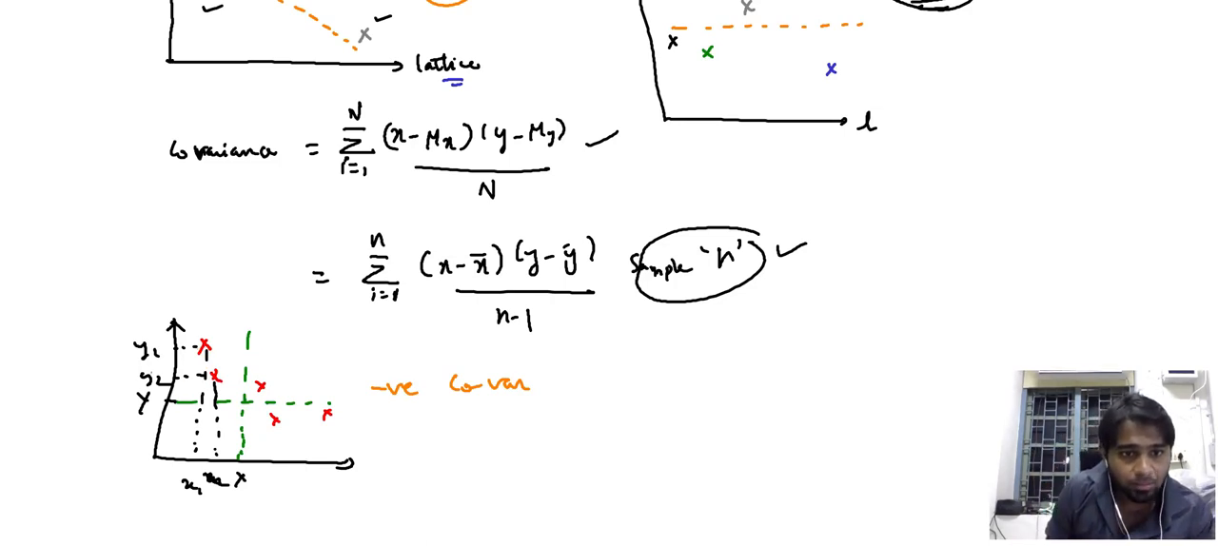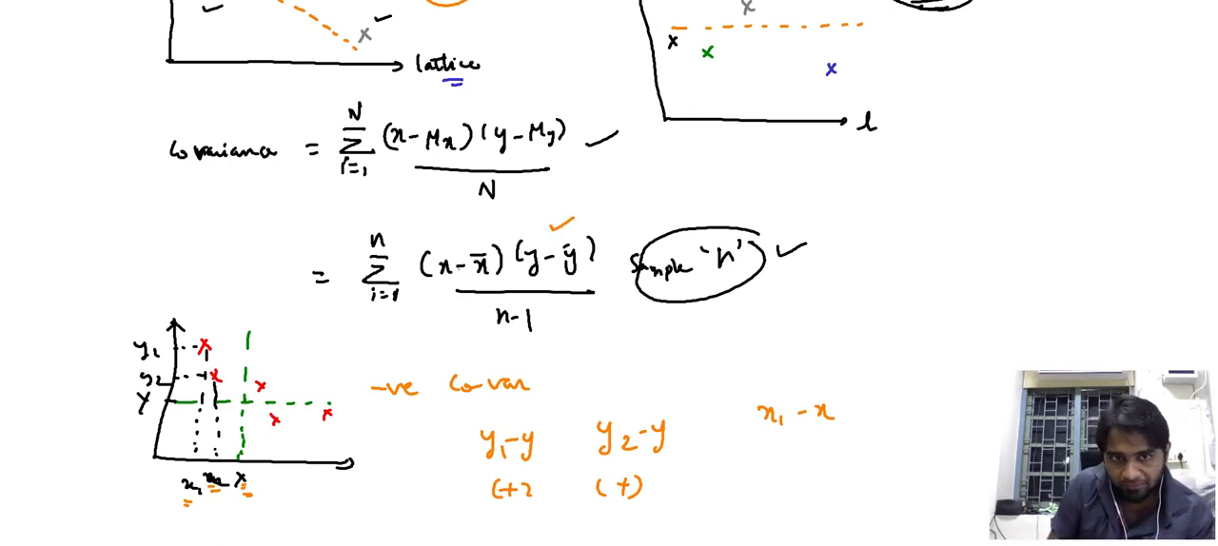When I consider my differences, that is y1 minus ȳ and y2 minus ȳ, these two values will be positive. And now when I consider x1 minus x̄ and x2 minus x̄, again in keeping with the formula, y1 minus ȳ and y2 minus ȳ will be this part of the expression to quantify the covariance. x1 minus x̄ and x2 minus x̄ will be this part of my expression to quantify the covariance. So these two will be negative.